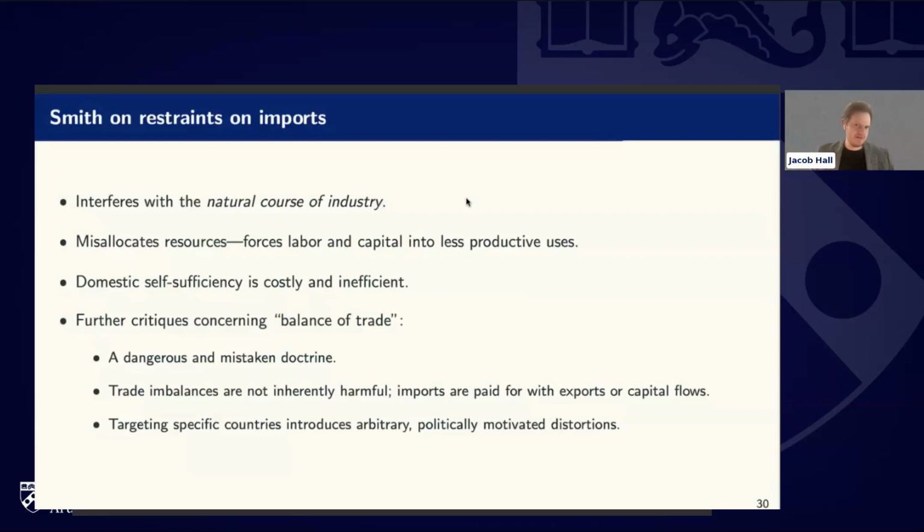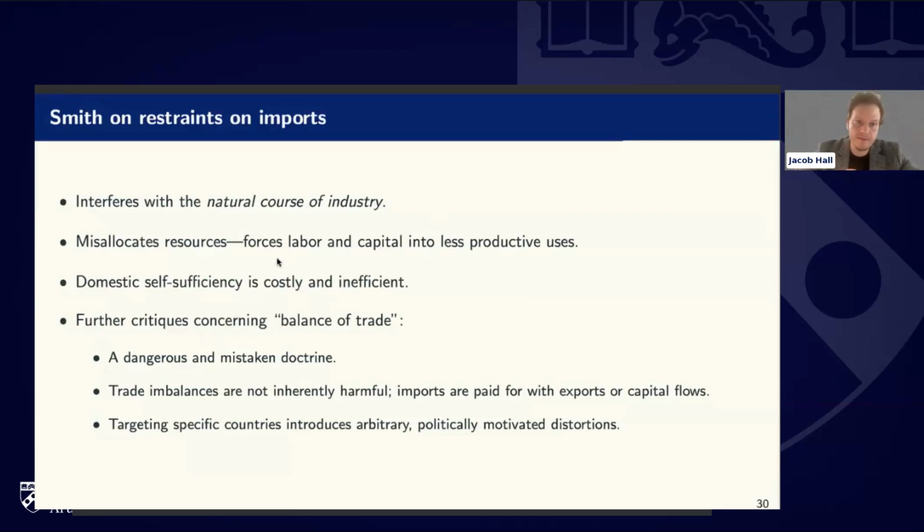Right, so Smith on restraints on imports. First thing is it interferes with the natural course of industry. It interferes with the invisible hand. Are politicians and statesmen up to the task of allocating where goods should flow? Smith says no. It misallocates resources, forcing labor and capital into less productive uses.